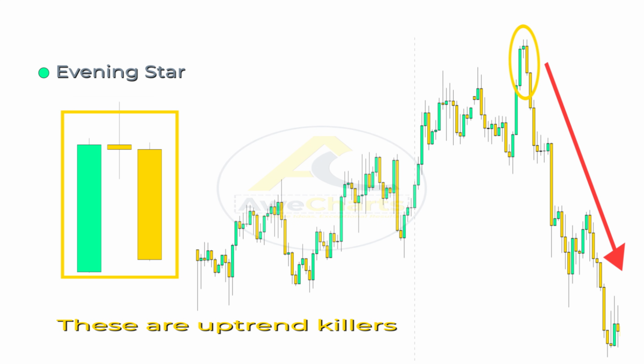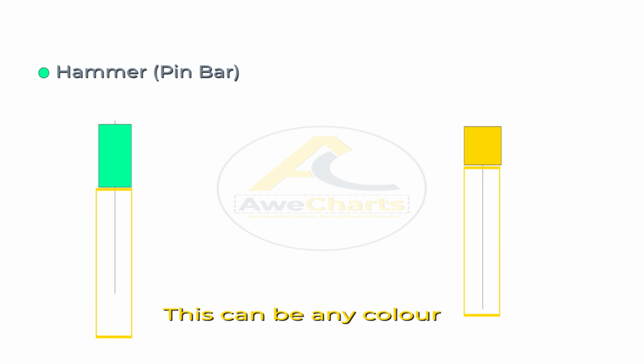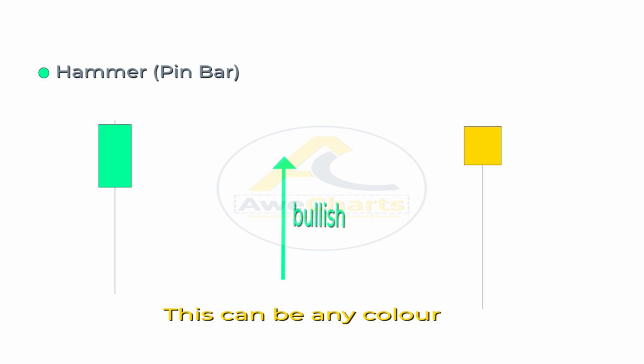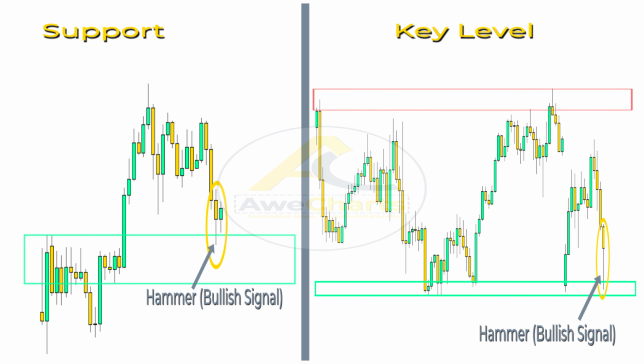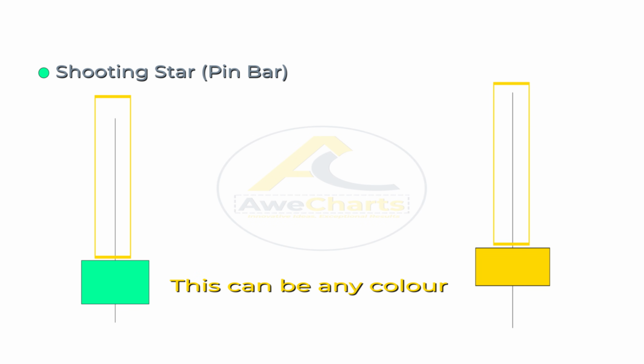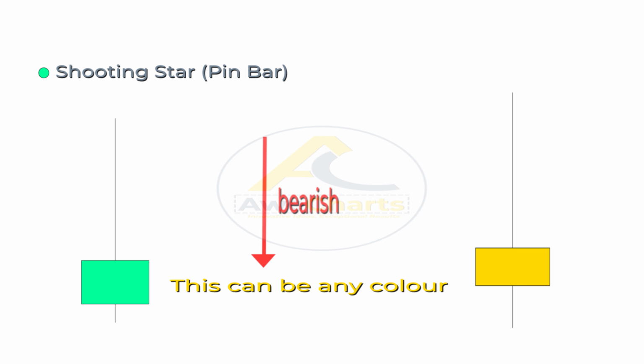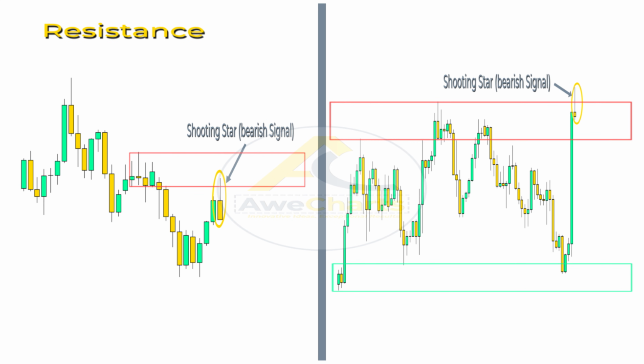The next pattern is called the hammer. This looks like a hammer. Small body, long lower wick. It tells you price dropped, but buyers pulled it right back up. This is a bullish reversal, especially at support and key levels. The next pattern is the shooting star. Same shape, flipped from the hammer. Small body, long upper wick, which means buyers tried, but sellers crushed it. This indicates a bearish reversal. Very strong when it forms at a resistance and key level zone.